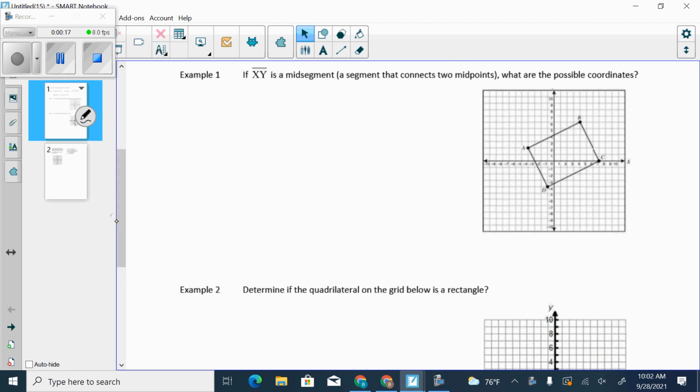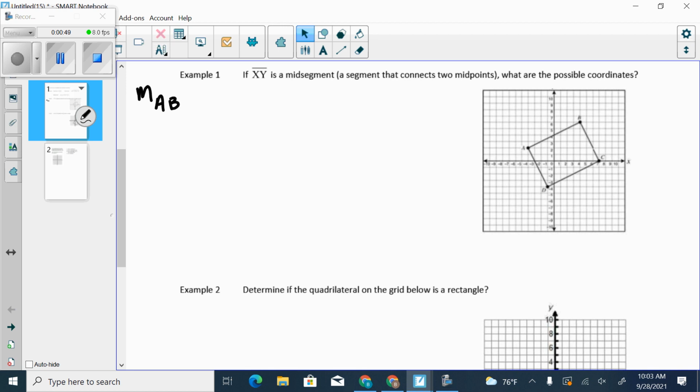Okay, example 1 says that if XY is a mid-segment, which is a segment that connects two midpoints, what are the possible coordinates? So XY could be any of these, right? All of those are connecting our two points, so we're going to have to do it for each one. If I'm going to find the midpoint, let's start from A to B.